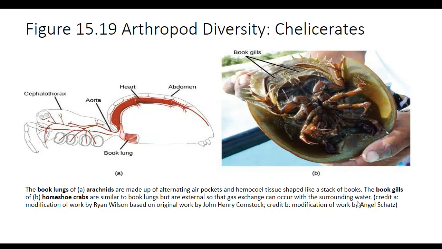This is the underside of a horseshoe crab. It's similar to the book lungs in a spider for taking oxygen out of the air. These guys live in water, so they absorb oxygen out of the water through the gills that are in it, again like little thin sheets of tissue that absorb oxygen.